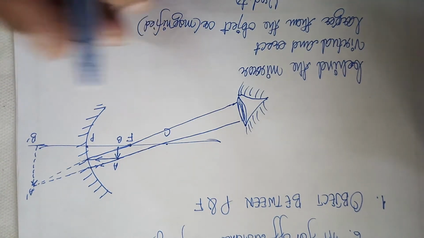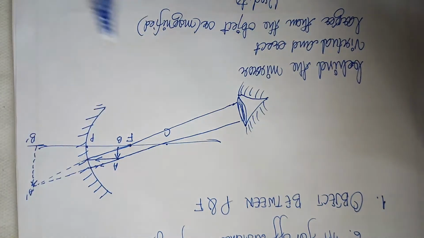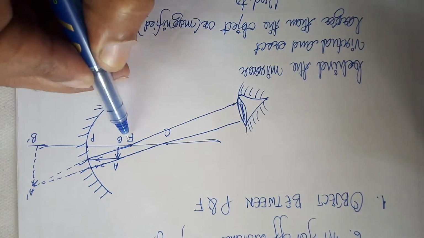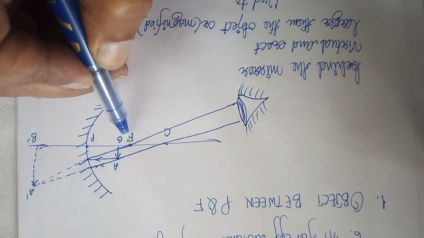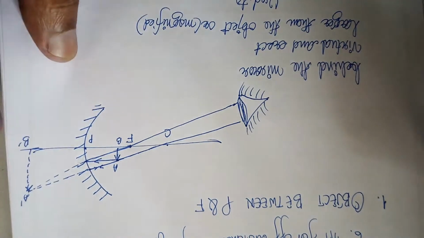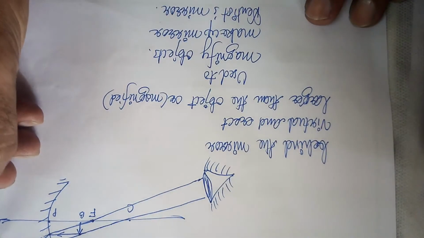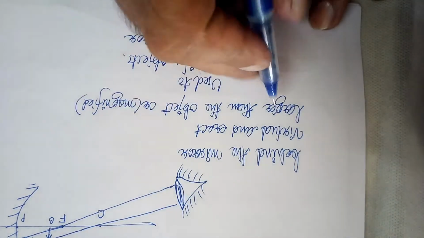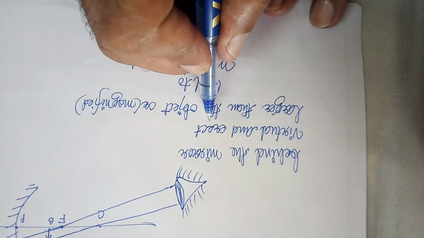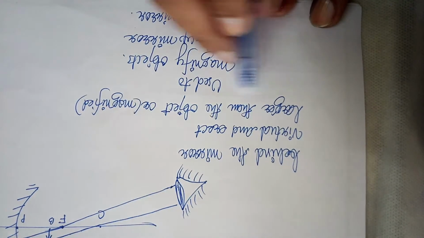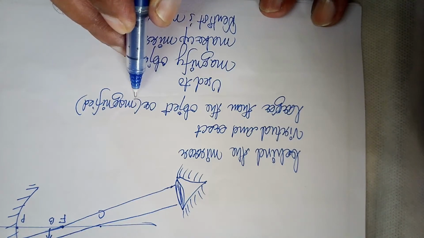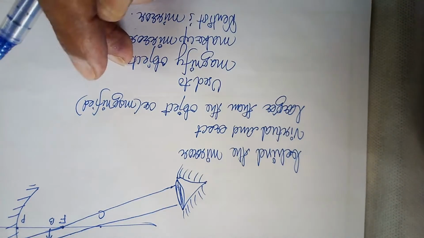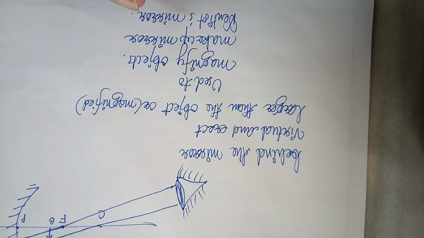So when an object is placed between the pole and the focus, the image will be formed behind the mirror, as shown in this figure. It will be virtual and erect, and it will be larger than the object, or we can say the image will be magnified.